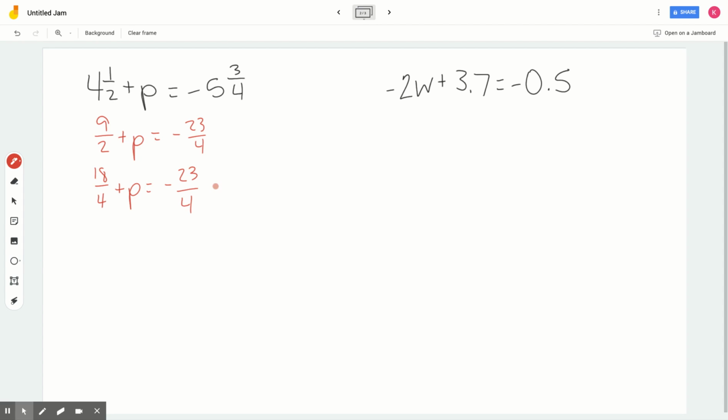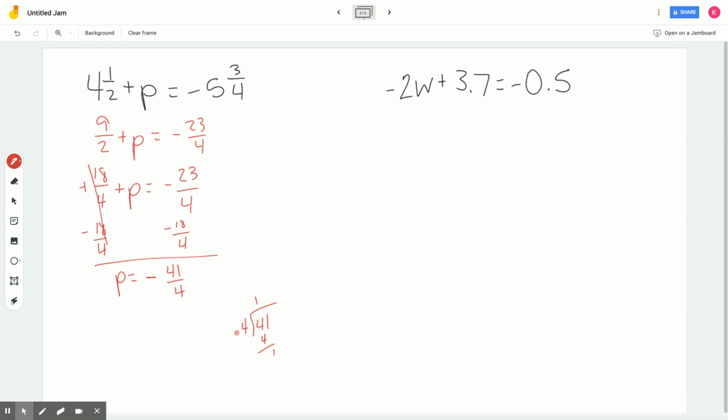So 9 over 2 is like 18 over 4. Since this number is in front, we have to think about what kind of sign it has. So this is a positive, so it has a plus sign. So the opposite of positive 18/4 is to subtract 18/4. This will cancel and we're left with p. Same sign, so we add and keep the sign. 23 and 18 is 41 over 4. Now we need to reduce that. So we can take the top number and put it inside the house. 4 goes into 4 one time.